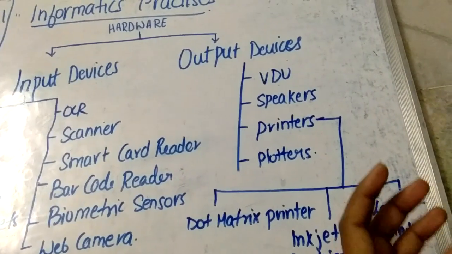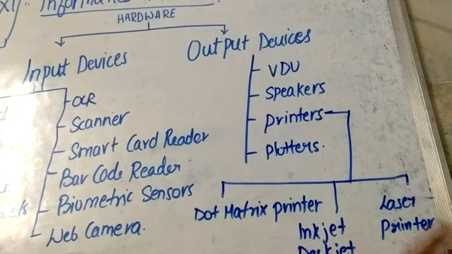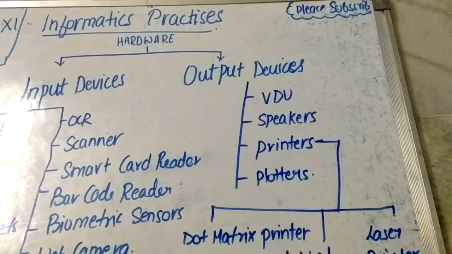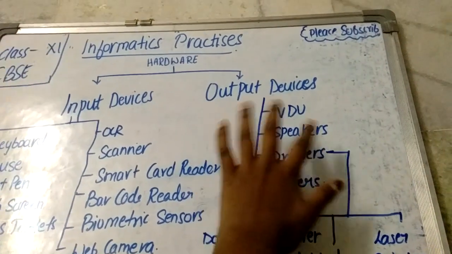I guess if I draw a flowchart for this, you would be able to understand it better, but there is no space, as you see. I'll make a next video on that. So let us quickly go on to output devices.